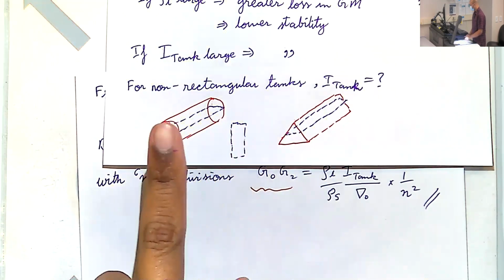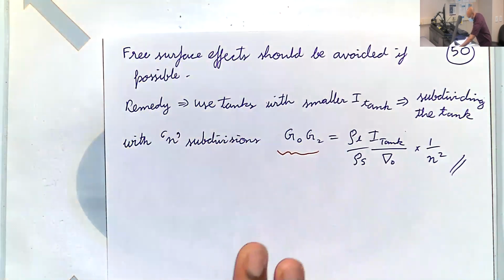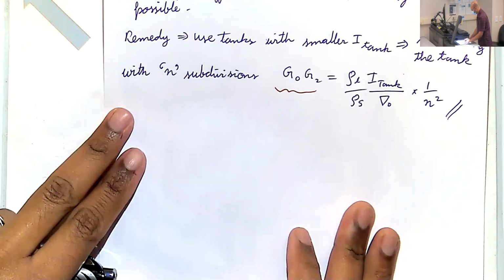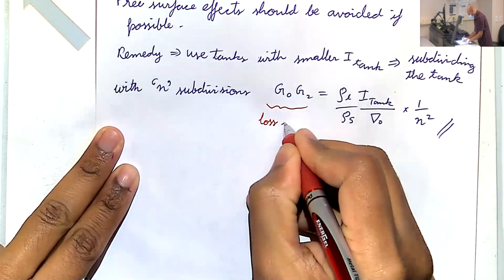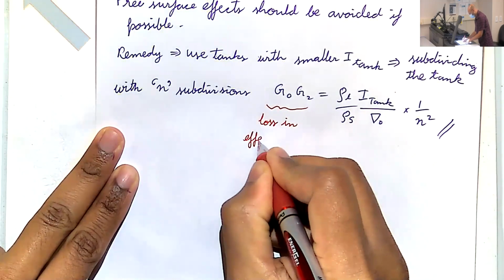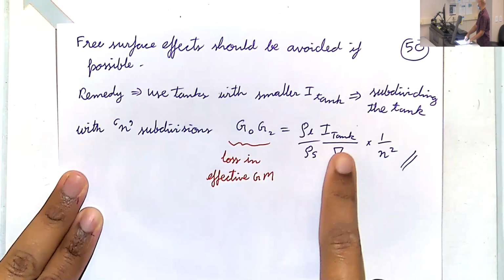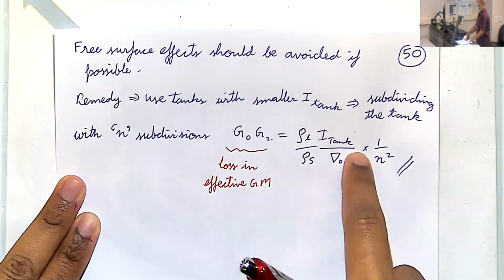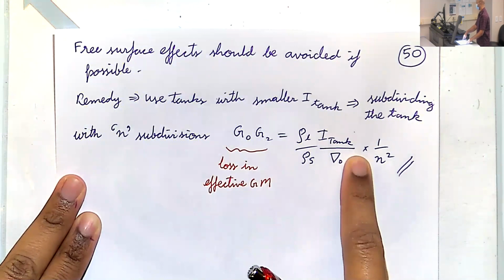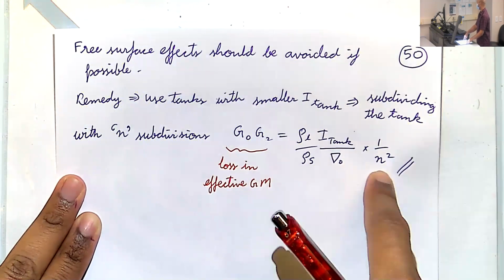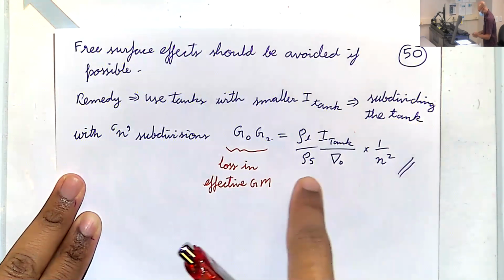There's something easier that we can do. That's basically using these subdivisions. So let me draw a sketch. Well, first, this is the loss in effective GM. This is our original loss in GM. If we make 2 subdivisions, we decrease it by 4 times. If we make 3 subdivisions, we decrease it by 9 times. Okay, so you see, very, very quickly we can make our hull stable.